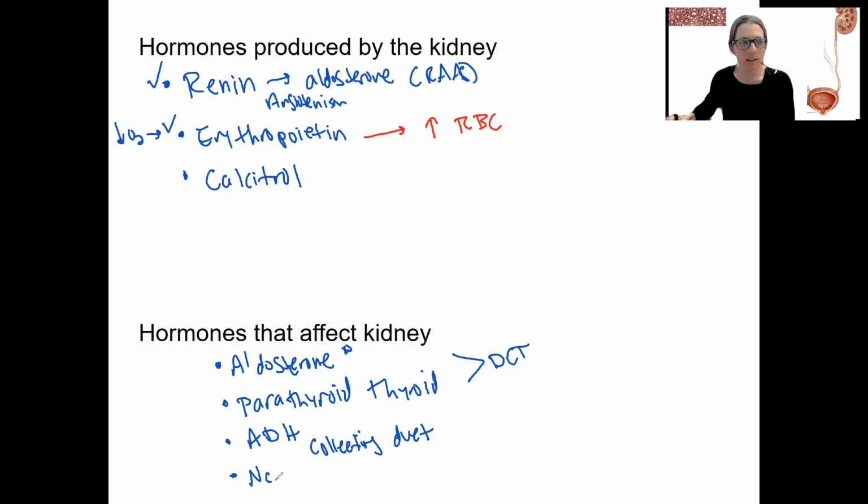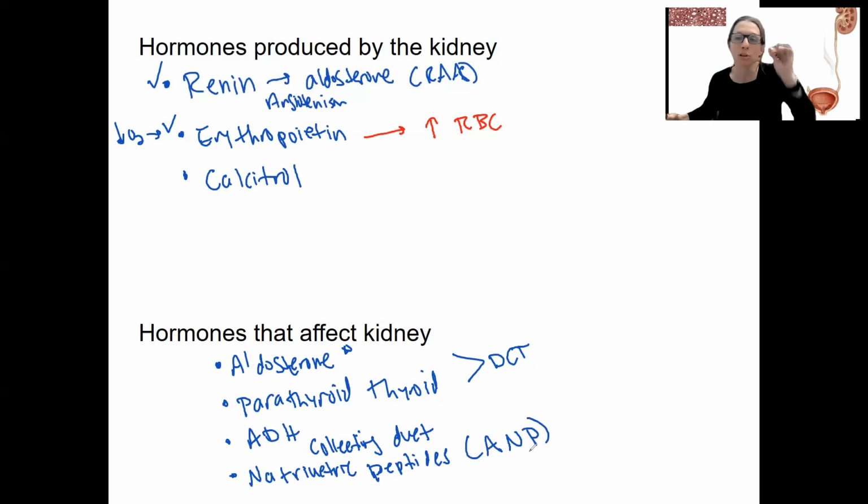Last one is, let me spell this right, natriuretic peptides. So we've actually learned one already. Atrial natriuretic peptide. Remember that? A peptide produced in the atria of the heart in response to high blood pressure that is going to act on the kidney to increase GFR so we can have more urine output in response to that high blood pressure. Makes sense. We want to have that, right?